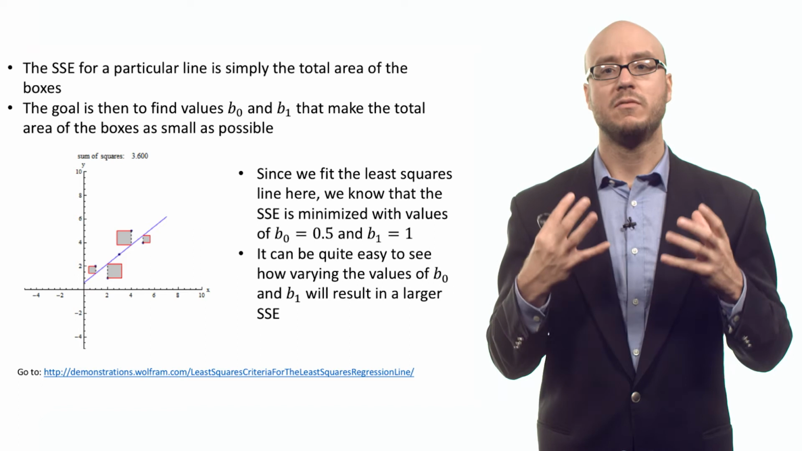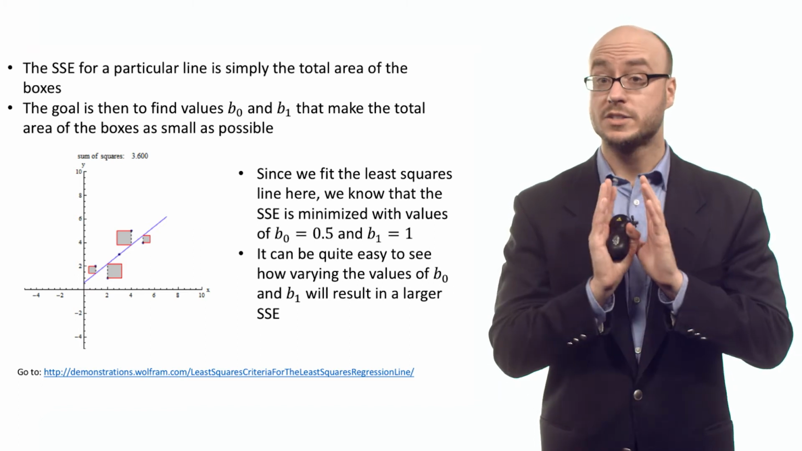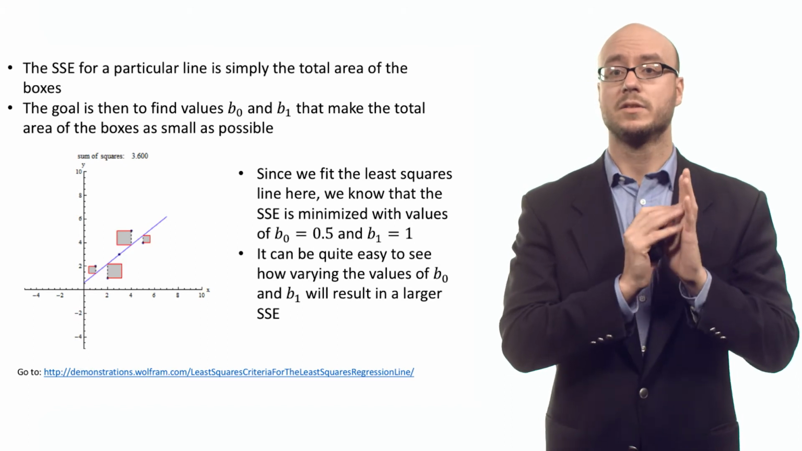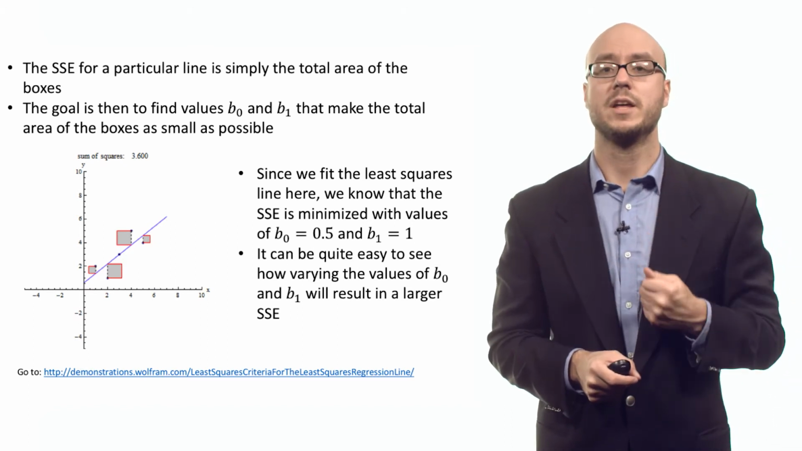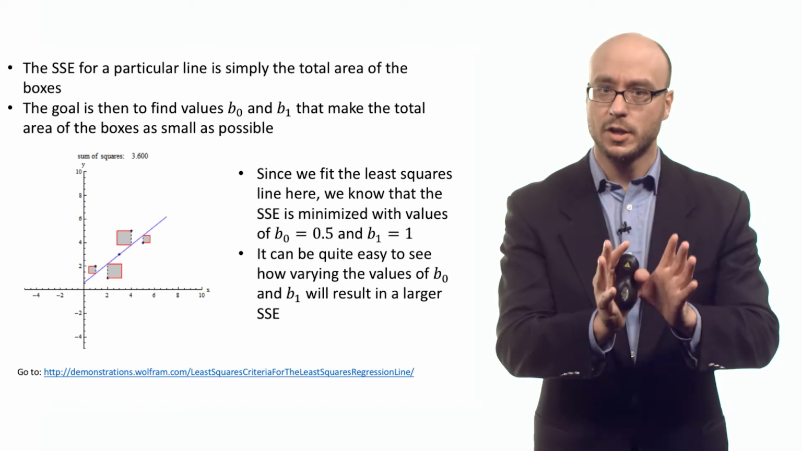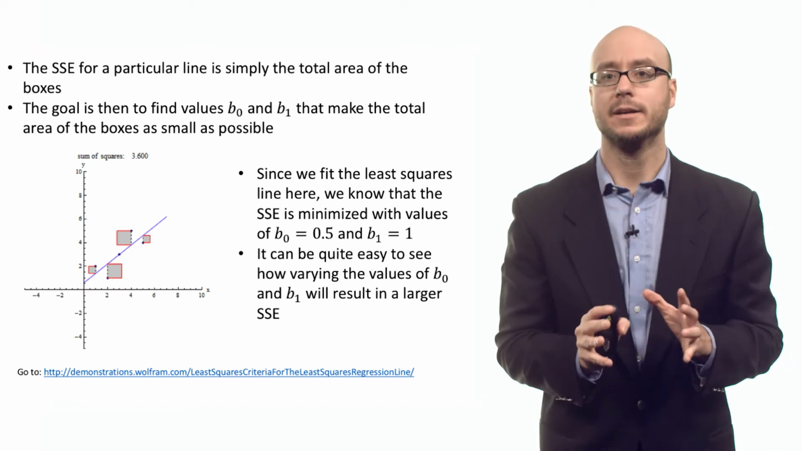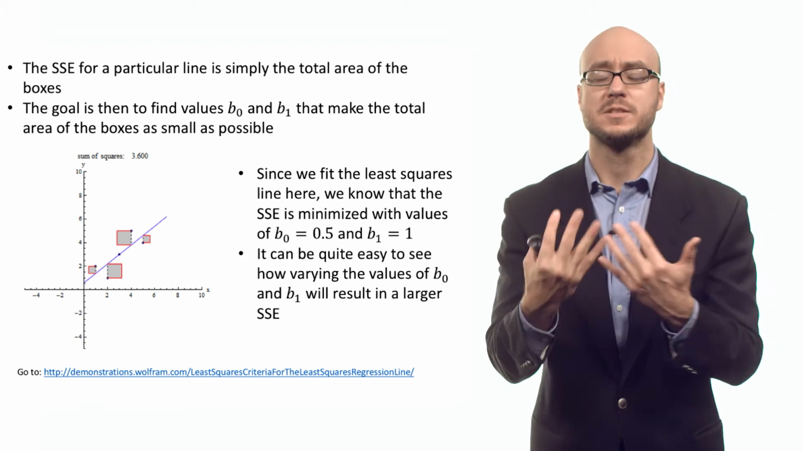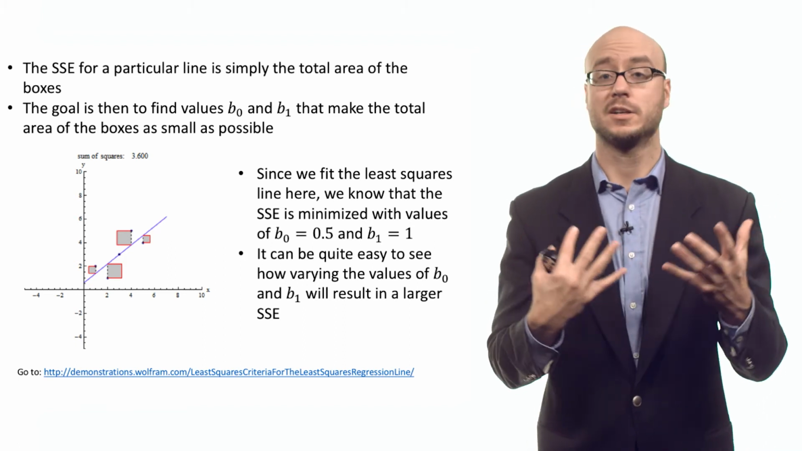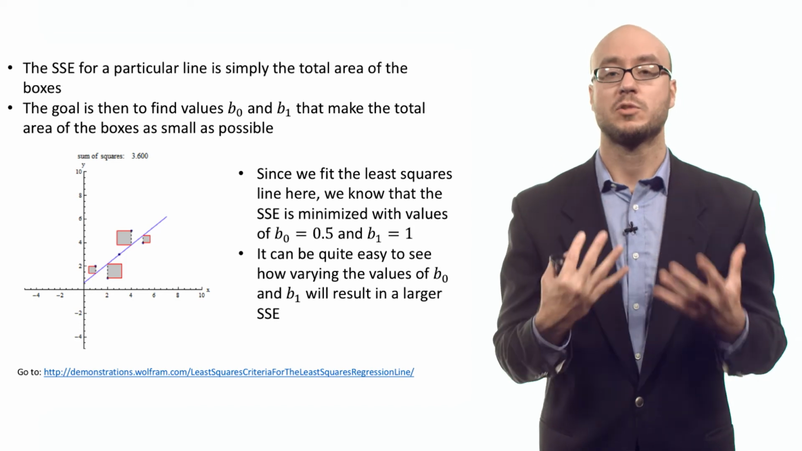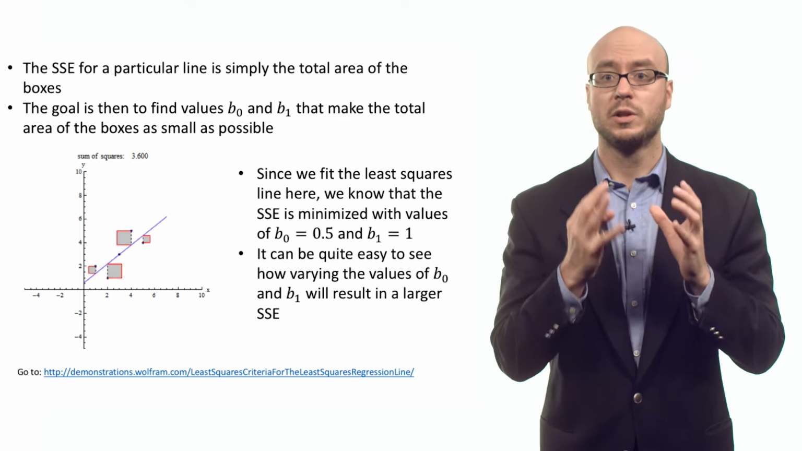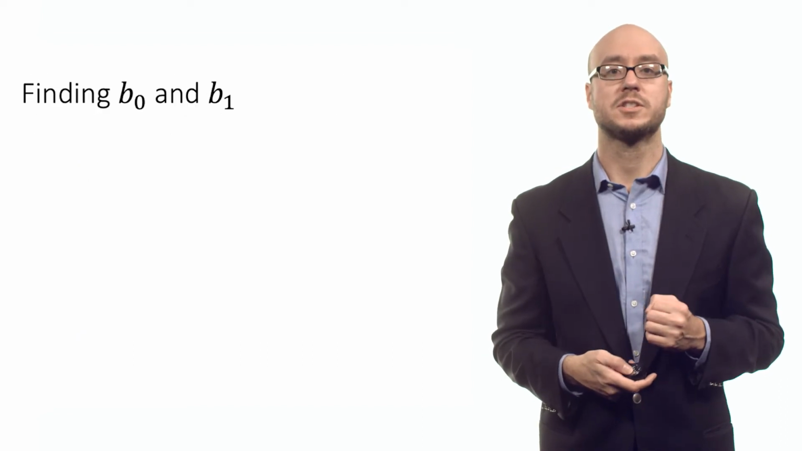And so the idea is we can visualize this. Since we already have the least squares regression line, we already know at this moment that the least squares estimates are a value of the intercept of 0.5 and a value of the slope of 1. But it's important to see how we got here by changing the values of the intercept and slope. You'll see that the boxes are going to get larger. The sum of the squared errors for any alternative line than the one shown here will have larger values.